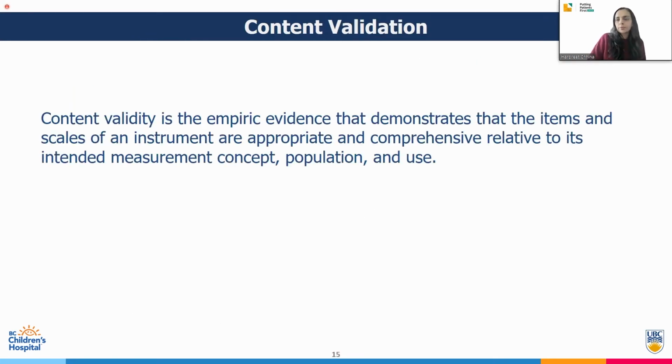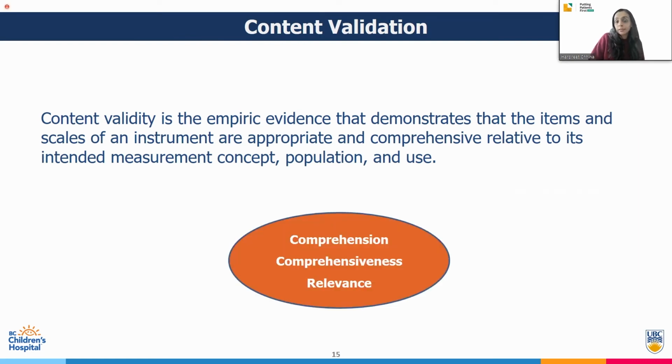The next step in the process of development was content validation, which is the empiric evidence that demonstrates the items and scales of an instrument are appropriate and comprehensive relative to its intended measurement concept, population, and use. The three key concepts that we looked at were comprehension: whether the items are easily understandable by these children with lower limb differences. Are the scales comprehensive enough? Are they covering the entire range of constructs that we're measuring? And are these items relevant to these patients?